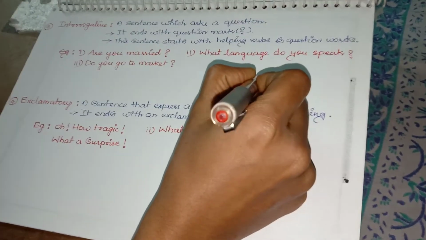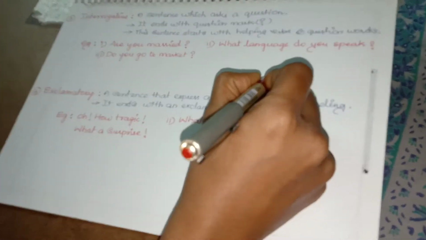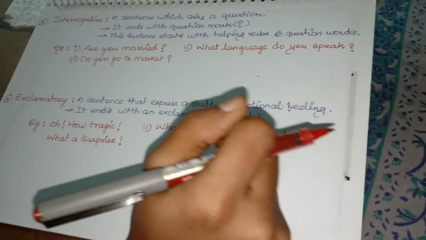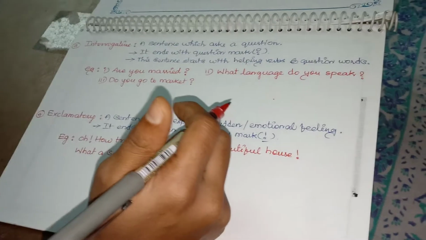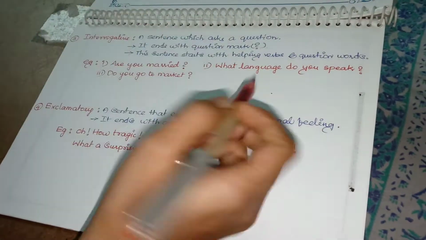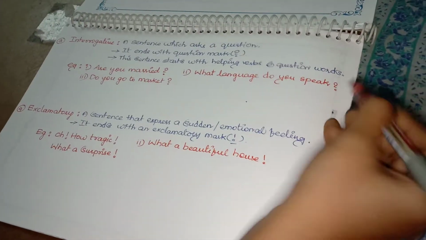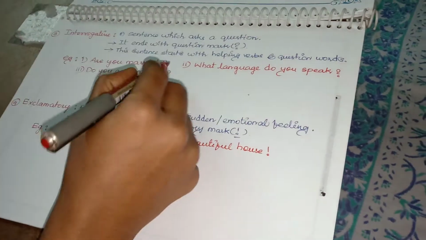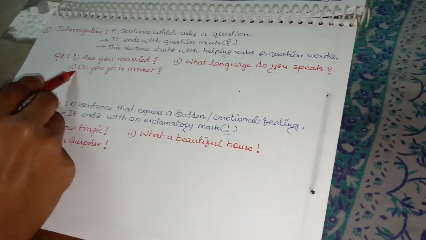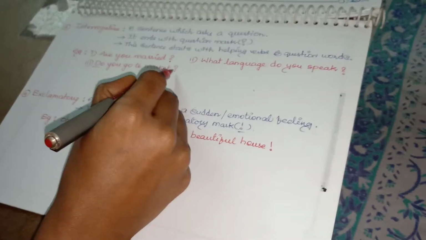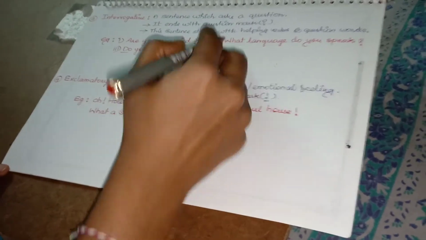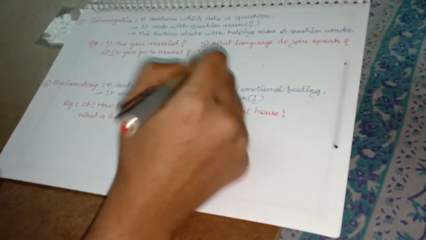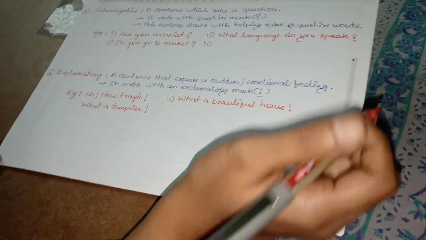If you keep the full stop, it's wrong, because if it ends with a full stop, people may think that it's a simple declarative sentence or imperative sentence. So you should be very careful. If you are going to ask a question, you should end with the question mark symbol. Do you go to market? We are asking a question. So how do you identify it's a question? First, it starts with a helping verb or WH words and ends with a question mark. So in this way, you try to write more examples on this one. I have given some examples. You try to practice with more examples.